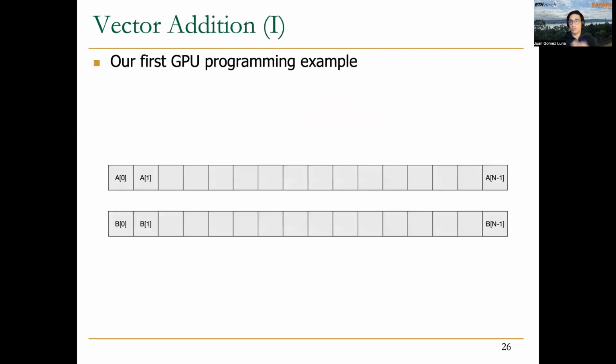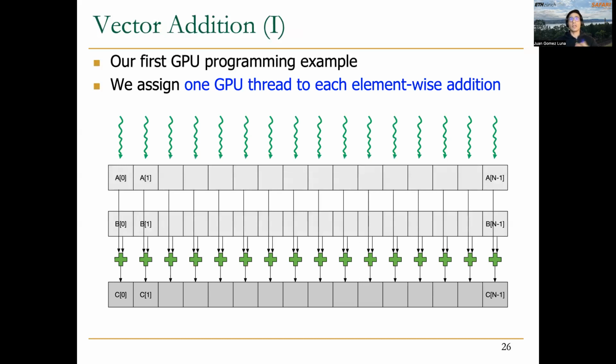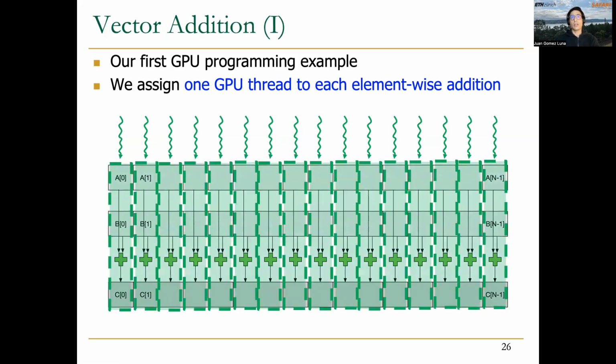So the vector addition, which is our first programming example here, is as simple as performing the element-wise addition of two arrays. And in the most straightforward implementation, we can just assign one GPU thread to each element in the input and output vectors. So each of these threads is going to be in charge of just one single addition. So it will have to go to memory, read A0, read B0, add them, and then write C0 into memory. So this is the computation done by thread 0, this is by thread 1, and these are for the rest of threads that run on the GPU.